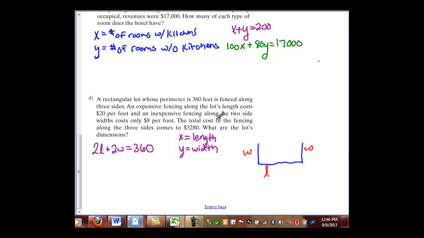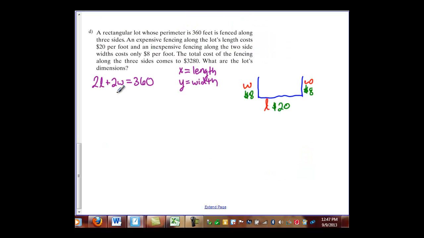All right, now let's talk money. So we need to fence all the way around, and it tells us that it's going to be $8 for the widths, and that's going to be $20 for the length. And that in total it's $3,280. How am I going to write this? All right, I'm hearing a few things. I'm going to go ahead and write down two ways to write it with L and W, and then we'll talk about it with X and Y.